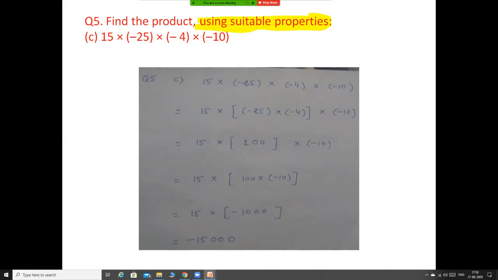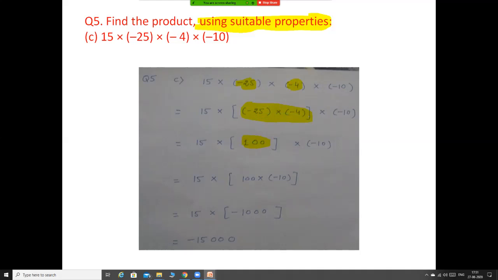Amazing. Here, if I take here minus 25 and minus 4, and if these are multiplied, first of all, if we multiply these two integers first of all, then what miracle happens? Answer is 100. Wow.